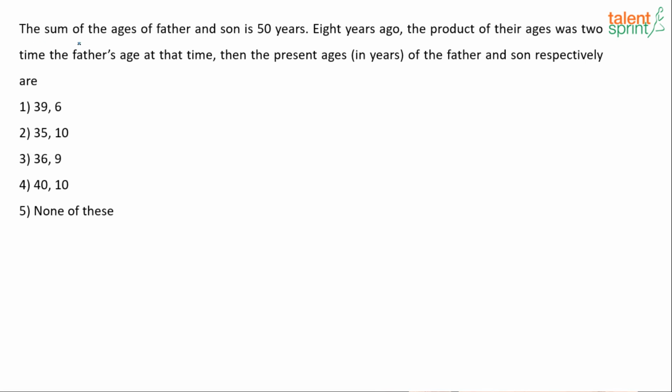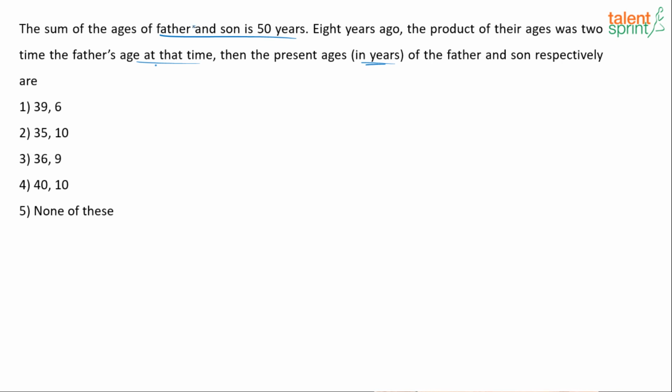The sum of the ages of father and son is 50 years. 8 years ago, the product of their ages was 2 times the father's age at that time. Then their present ages in years of the father and son respectively are.